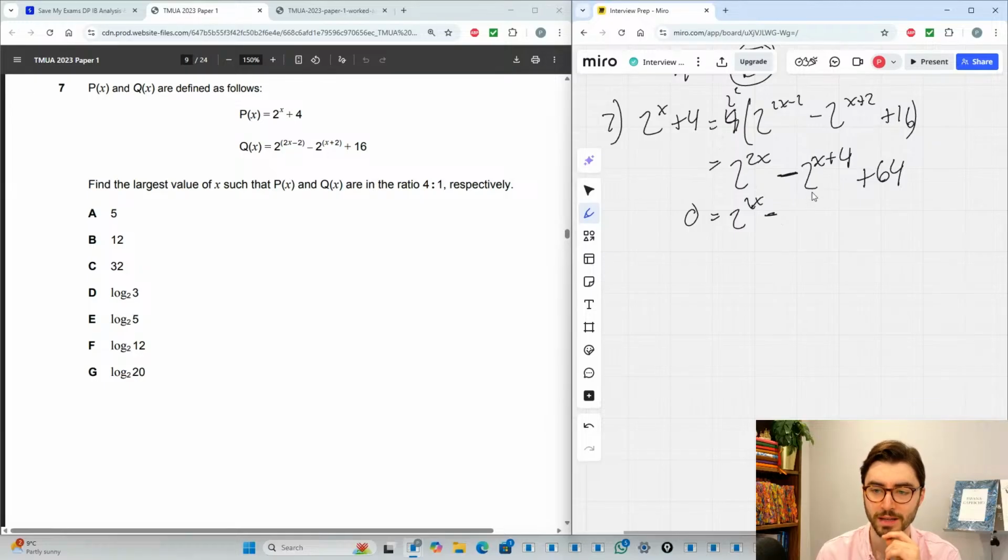Because that's minus 2 to the 4 is 16. So that's 16 lots of 2 to the x. Take that across to the other side, you get another minus 2 to the x. Subtract the 4 across, we get plus 60, and we get a stealth quadratic in 2 to the x.